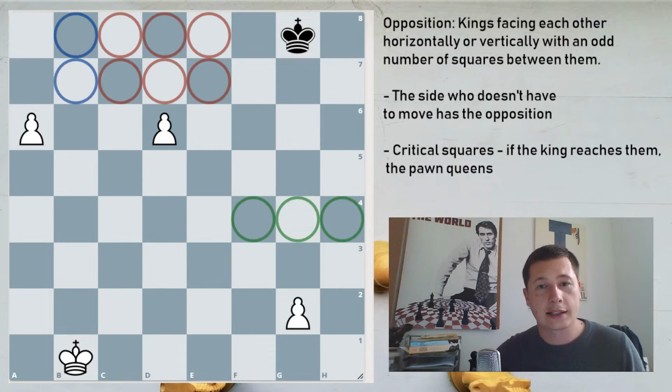Okay, the second thing I wanted to cover is critical squares, and critical squares are essential for understanding opposition. Critical squares are those which are crucial for the pawn promotion, and each pawn has its own critical squares. The rule is generally that if your pawn is on the 6th rank, then his critical squares are comprised of the squares in front of him on his file and on the 2 adjacent files on the 7th and the 8th rank. So only for the pawns on the 6th rank this rule applies.